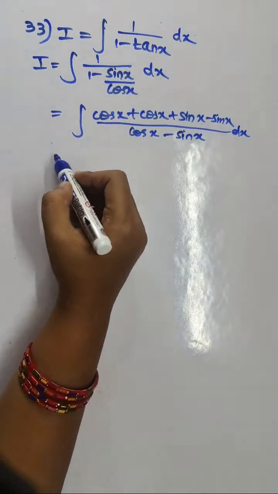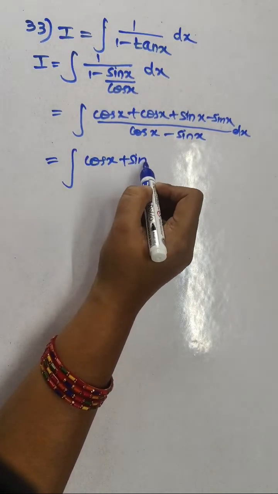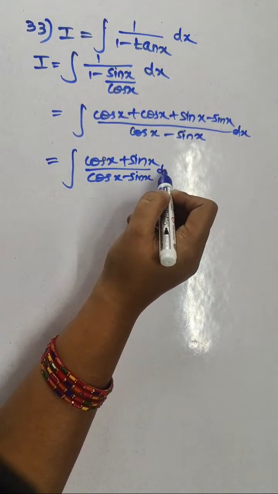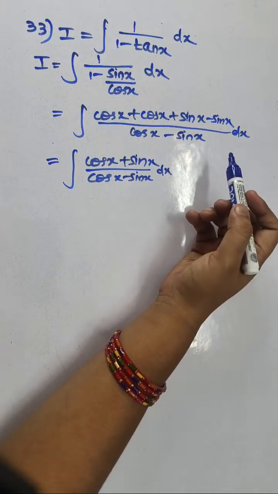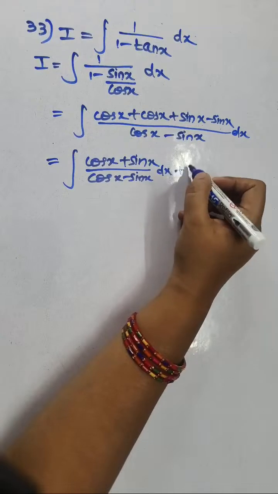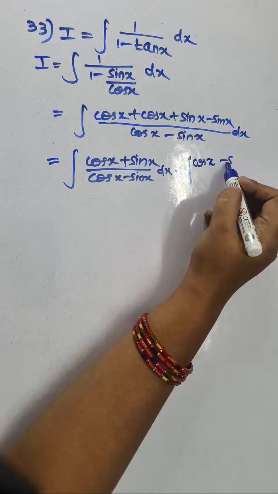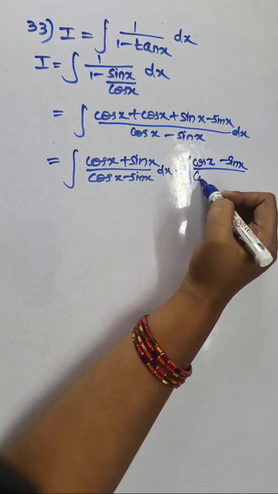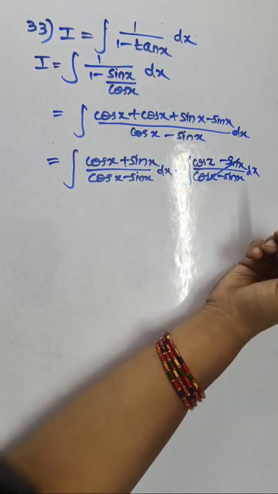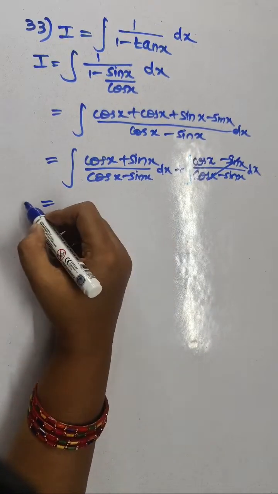And now split the terms. So we'll get cos x plus sin x by cos x minus sin x dx. We'll just write as it is, integral cos x minus sin x by cos x minus sin x into dx. These two terms are similar, so we can cancel those. And here we can use the substitution method.